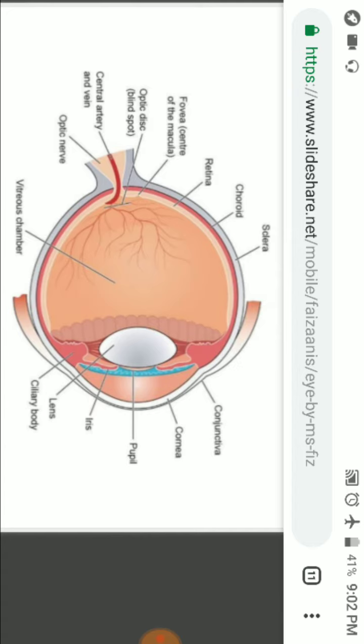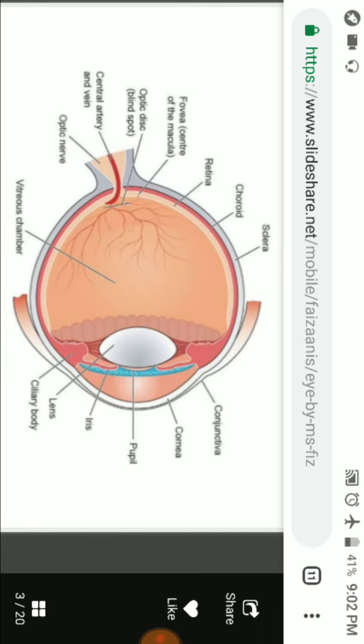Next up, we have the vitreous chamber. Then we have the retina and sclera. Over here at the end, on the farther side, we have the optic disc, which is the blind spot. It is called the blind spot because this is the place from where the nerves, arteries and blood vessels are entering the eye. Over here there are no photoreceptors, because of which no image is formed here.